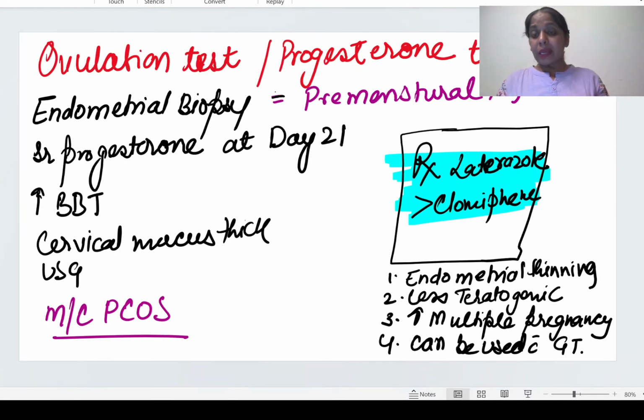Now you all know that progesterone is a thermogenic hormone. Progesterone increases the body temperature. So if there is increased basal body temperature post ovulation, it means that ovulation has occurred.